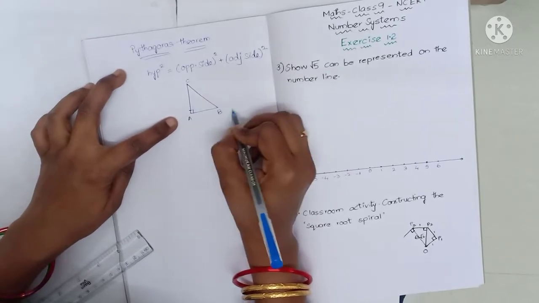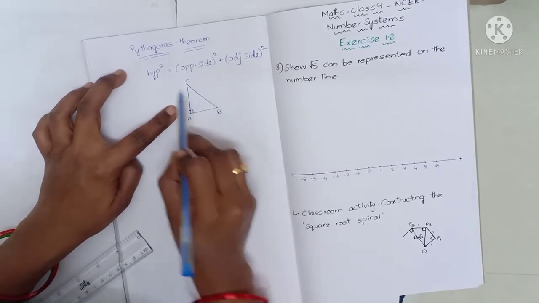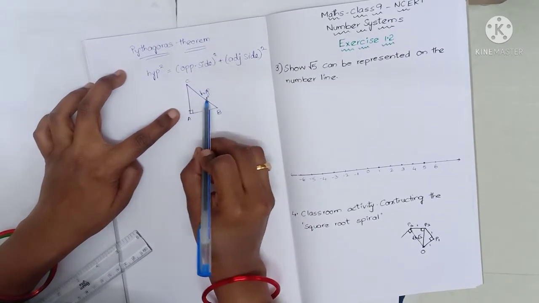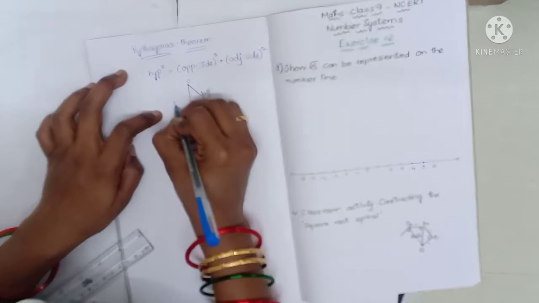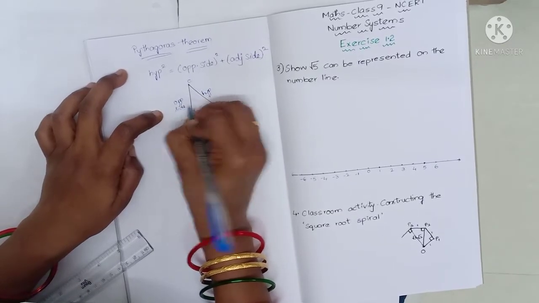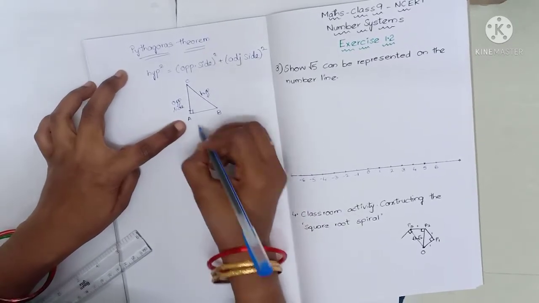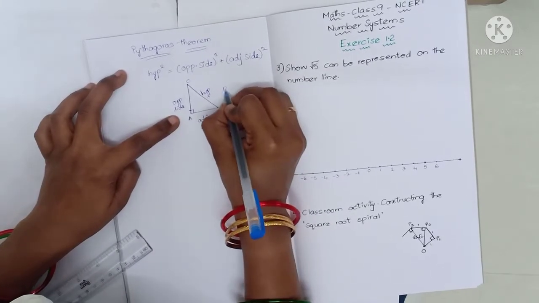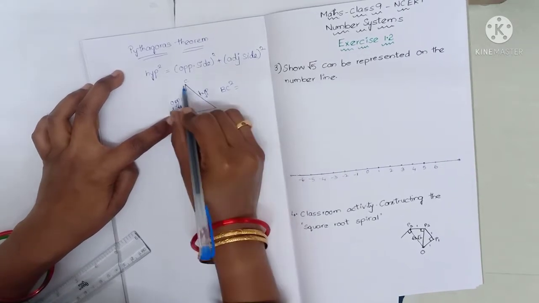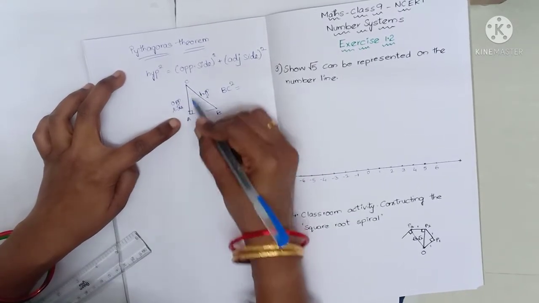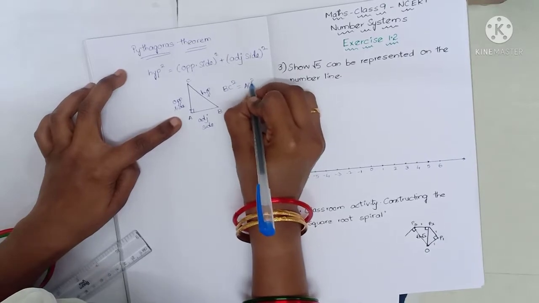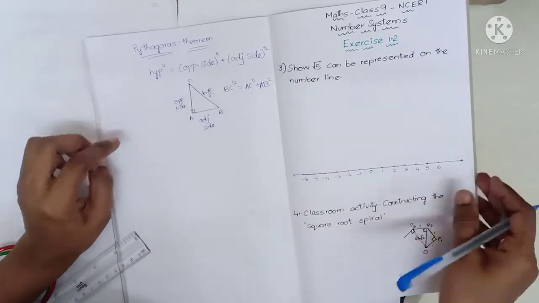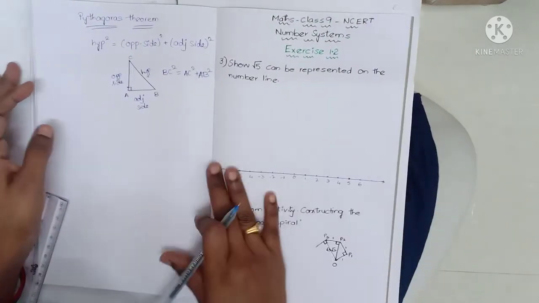So here, in right angle triangle ABC, BC is the hypotenuse, and the side opposite to the hypotenuse is the opposite side. AC is the opposite side and AB is the adjacent side. So, according to the Pythagoras theorem, hypotenuse square BC square is equal to opposite side square AC square plus AB square. Using this Pythagoras theorem, we solve these problems, children.